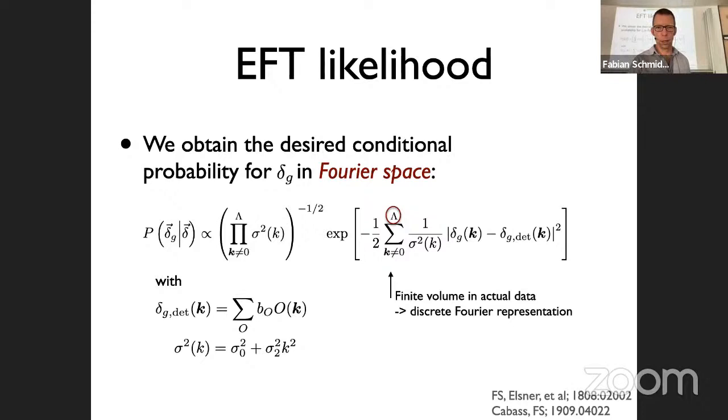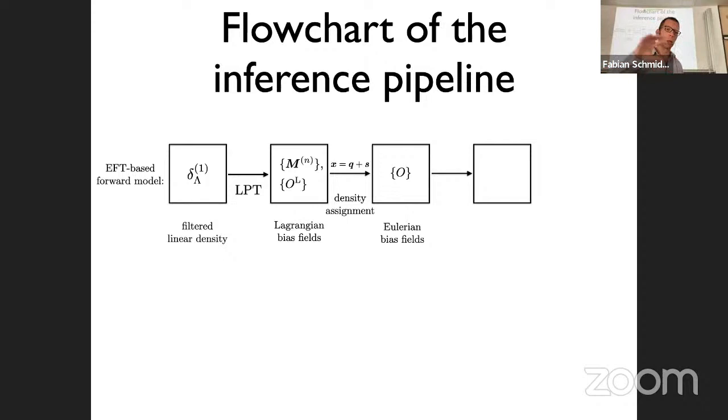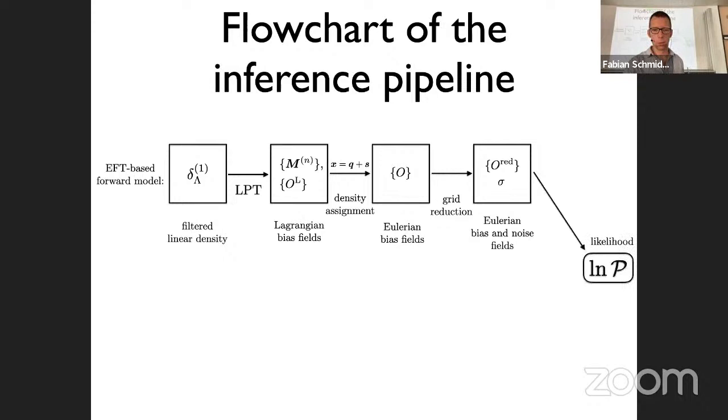So maybe it's clearer to show it as a flowchart. A forward model is basically a series of steps at the field level. Every operation is an operation on a grid. So we start with a sample of the linear density field that we filter on the scale lambda. I'll just call it delta lambda in the following. Then we do Lagrangian perturbation theory. That gives us Lagrangian bias fields. Then we displace them from Lagrangian to Eulerian space. These are some technical steps for the aficionados. And then we have the final bias fields, and we plug that into the likelihood.